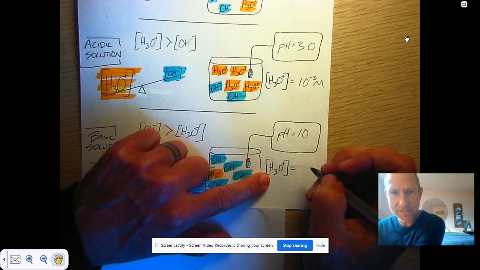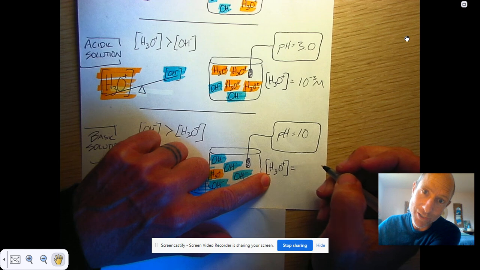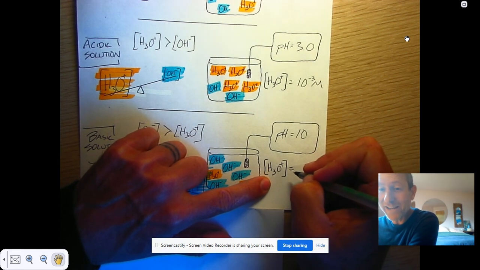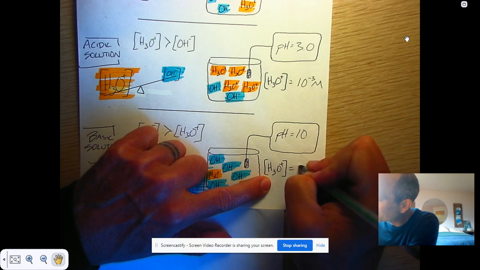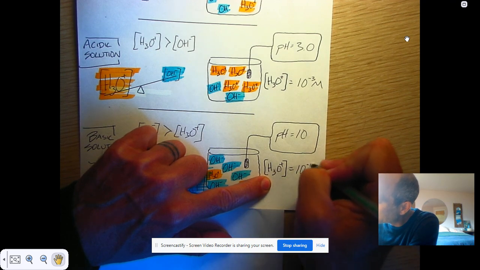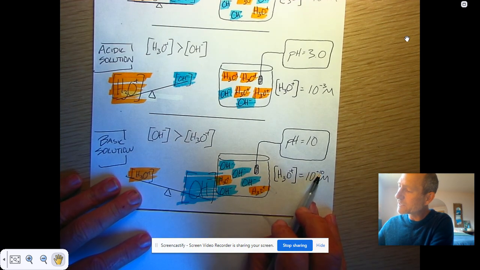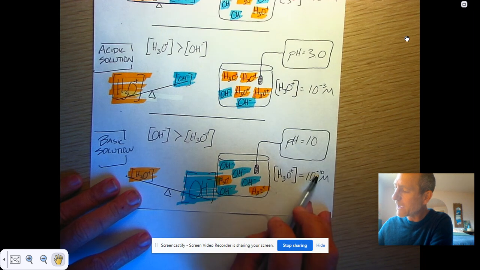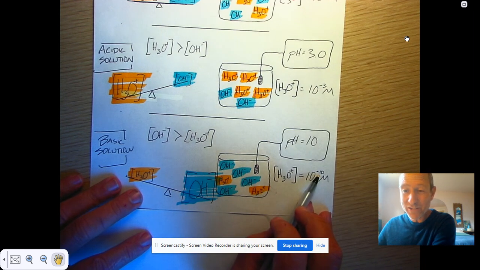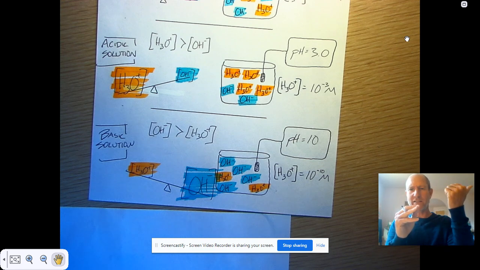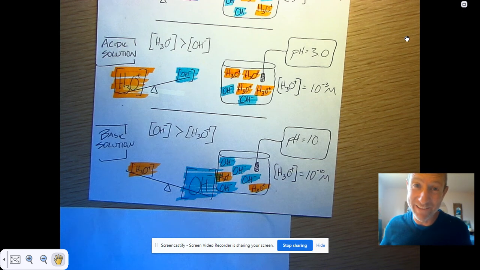It's going to be, in fact, can you guess? That's right. The hydronium ion concentration is going to equal 10 to the negative 10 molar. And yes, this number is bigger than this number in magnitude, but it's a negative number. So if you look at it on the number scale, am I going the right way? Is that left to you guys? I don't know.